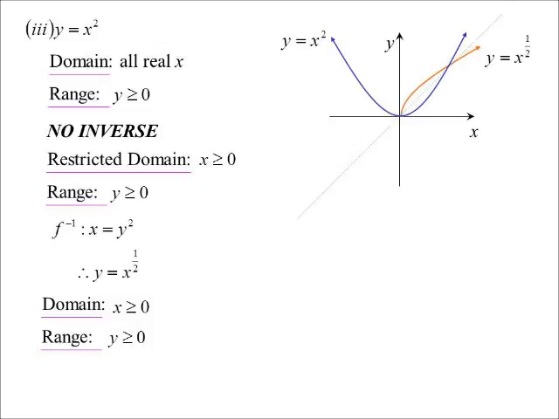I could have picked the other one. I could have restricted my domain to be x is less than or equal to 0. But then my inverse function would have become y equals negative x to the power of a half, and I would have got the lower half of the parabola.